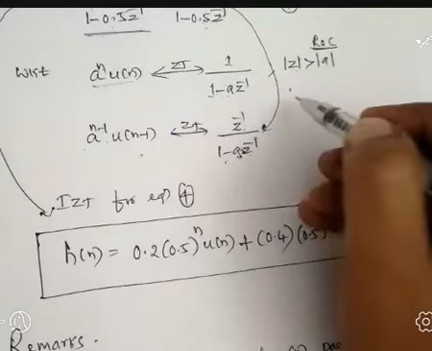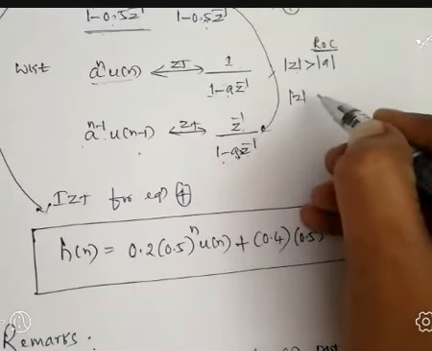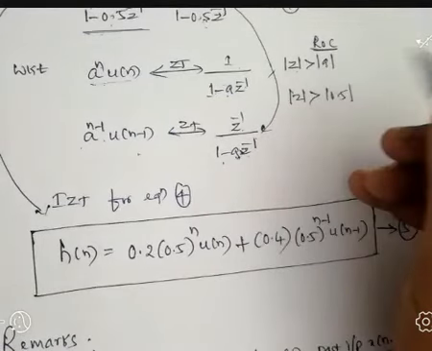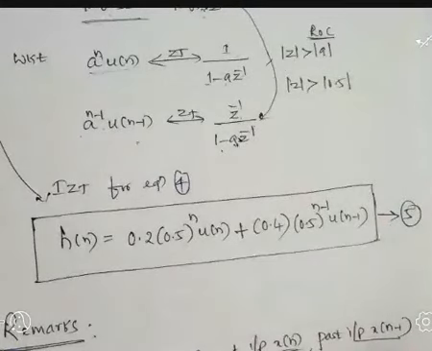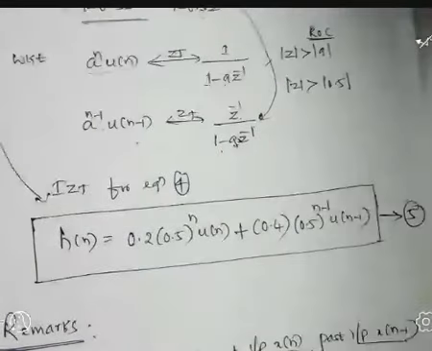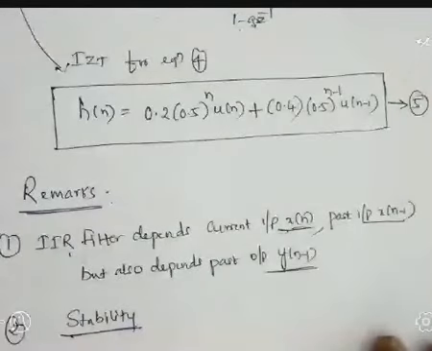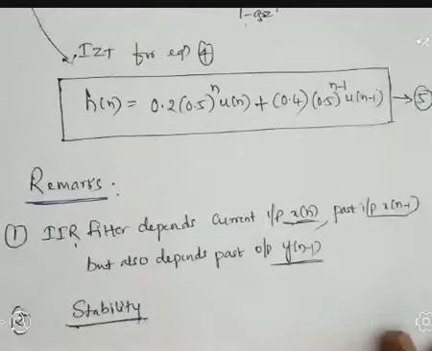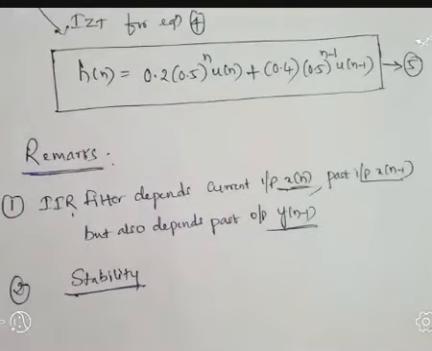So as per this, I'm going to check the ROC. Mod of z is greater than what? Here a equals 0.5. Hence it is greater than 0.5. So it ensures the filter is said to be stable. The ROC has to lie inside the unit circle. This point you have to remember. A filter is said to be stable if its ROC includes the unit circle on the z plane. Then only the filter is stable.